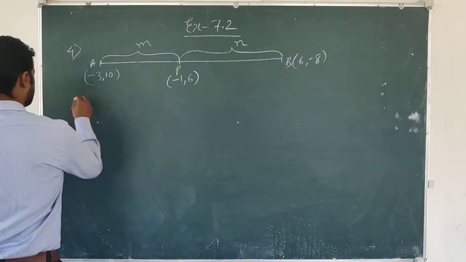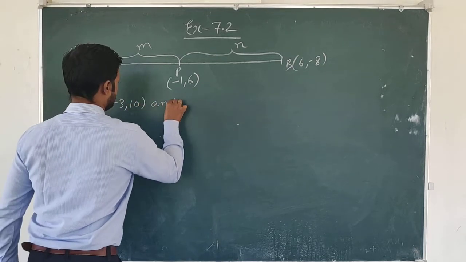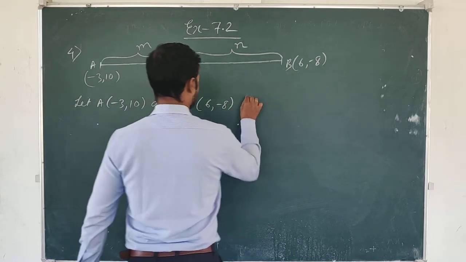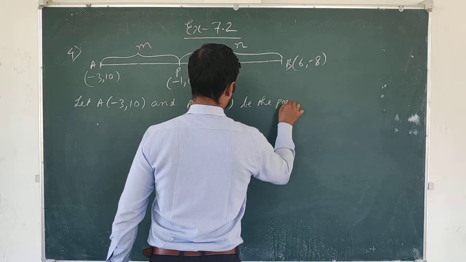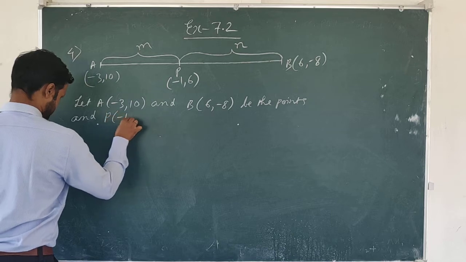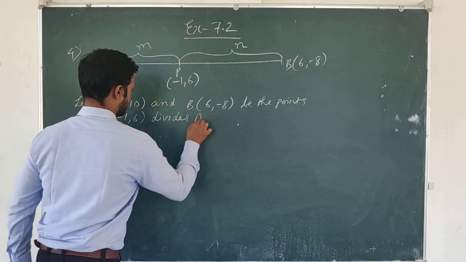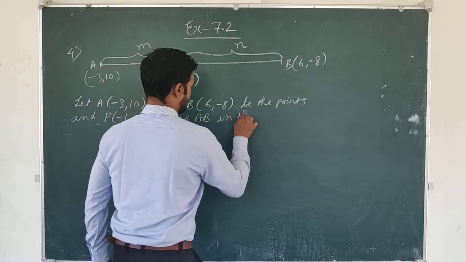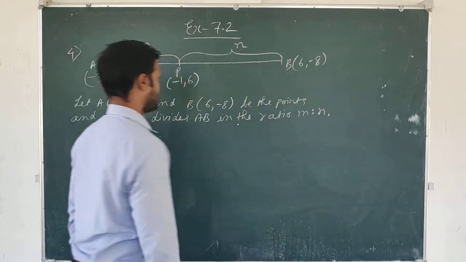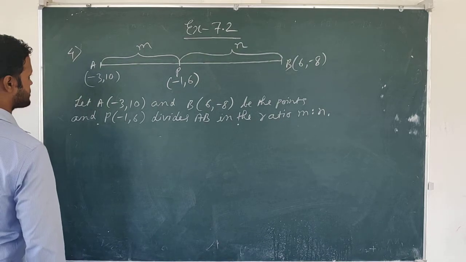So let A (-3, 10) and B (6, -8) be the points, and P divides AB in the ratio m is to n. So we need to find out m is to n. So let us see, students.